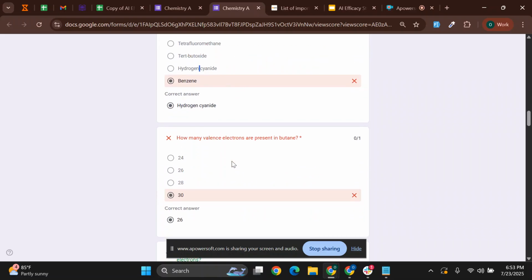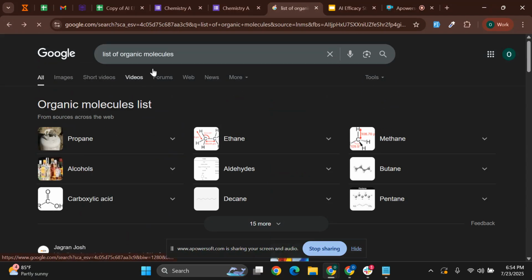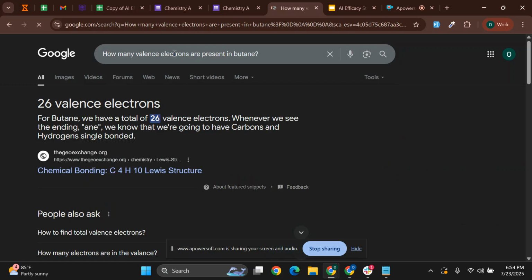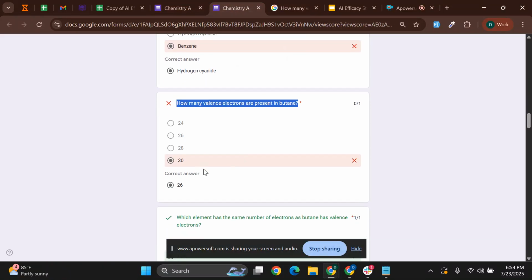How many valence electrons are present in butane? So let's search this question. 26 valence electrons present in butane. So the answer is 26.